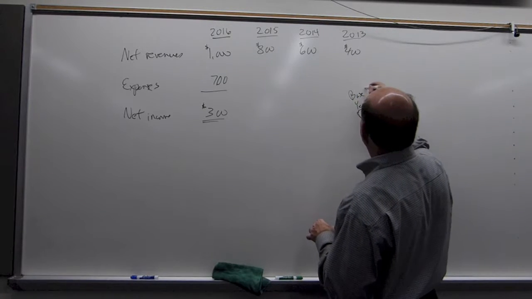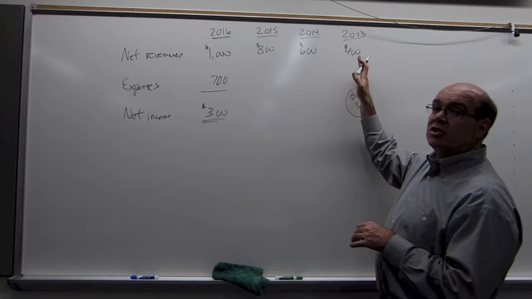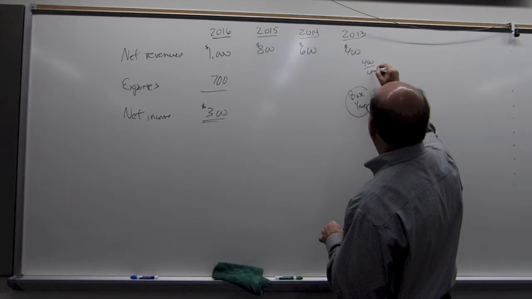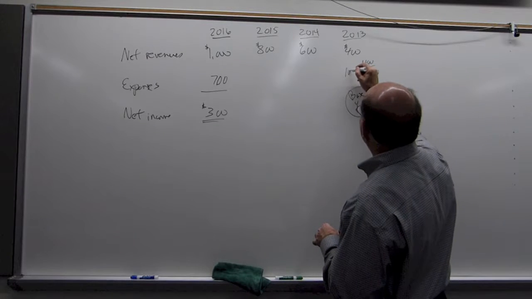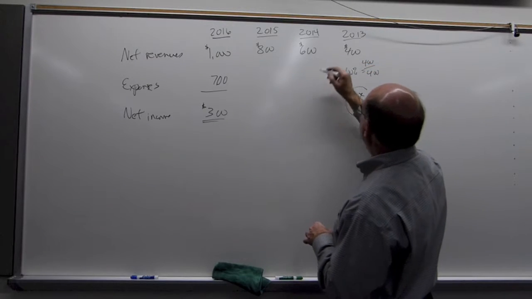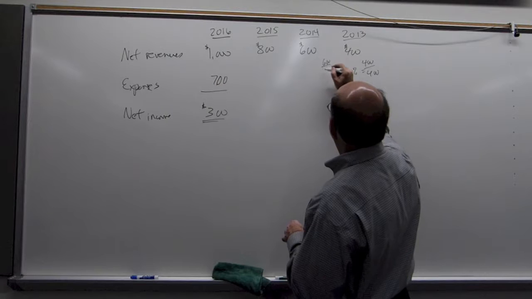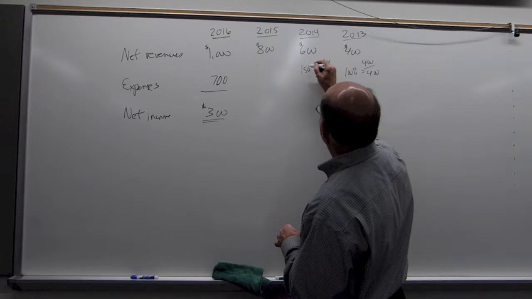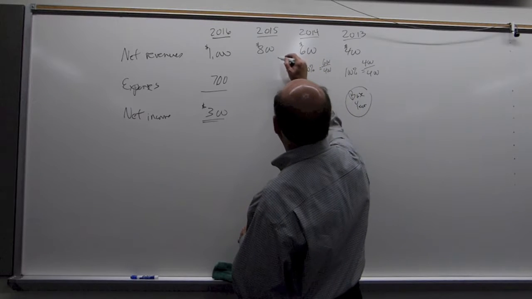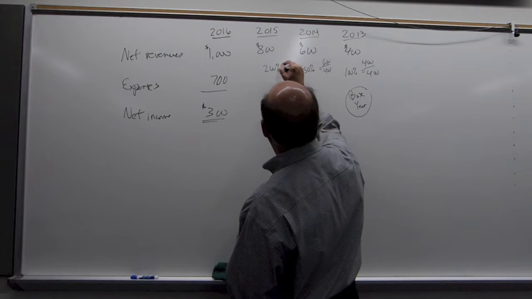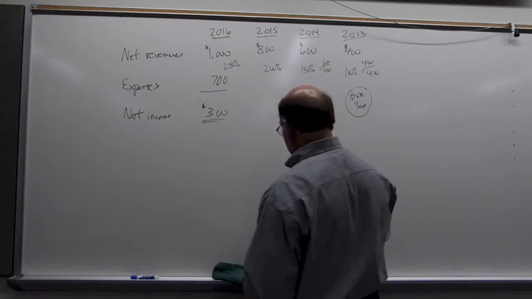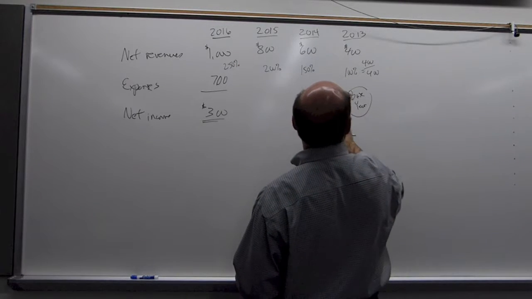So when we're doing a trend analysis, we're always using the earliest year as our base year. And so we would do 400 divided by 400, and we'd say that's 100%. Then we come over here and we'd say 600 divided by 400. That's, what is it, 150%. And then we just go through, and when we're done, we end up with something that looks like this.